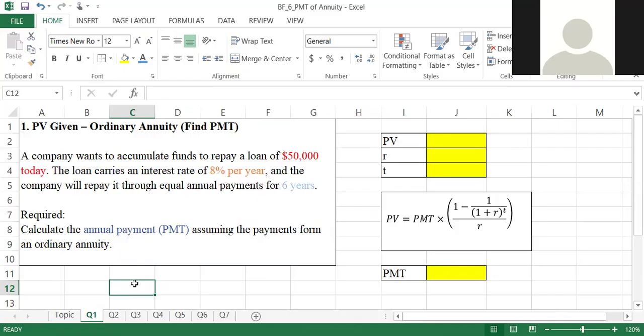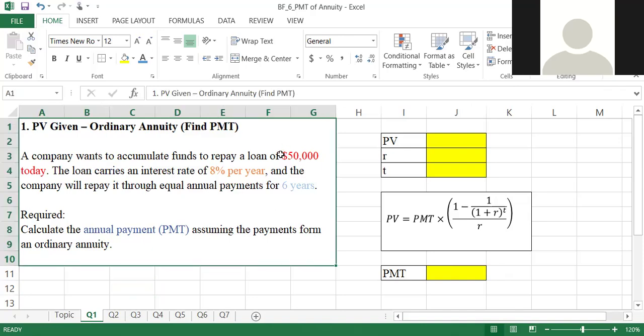We are given the PV of an ordinary annuity and we have to find the PMT. A company wants to accumulate funds to repay a loan of 50,000 today. The loan carries an interest rate of 8% per year and the company will repay it through equal annual payments for 6 years. Calculate the annual payment PMT, assuming the payments form an ordinary annuity.